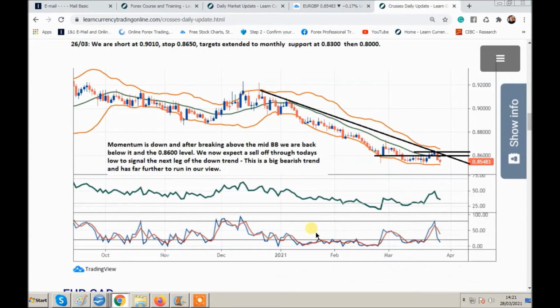Right, we're on a Euro GBP daily chart. You can see where I've got my cursor, some really messy price action. That's when we had all those rumours about would there be a trade deal between the EU and the UK. We thought that we would, and we got an entry at 90.10.